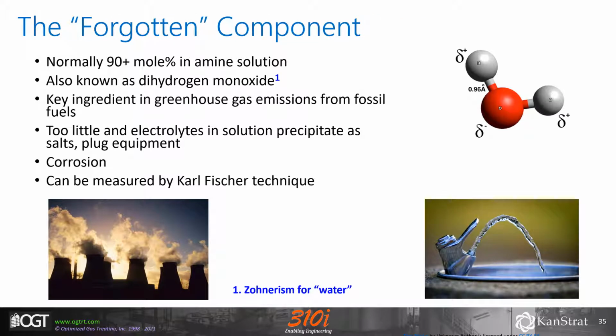The component we always seem to forget about is actually the most important one, and it's the component that makes the solvent work how it's supposed to. It's not commonly known as dihydrogen monoxide.